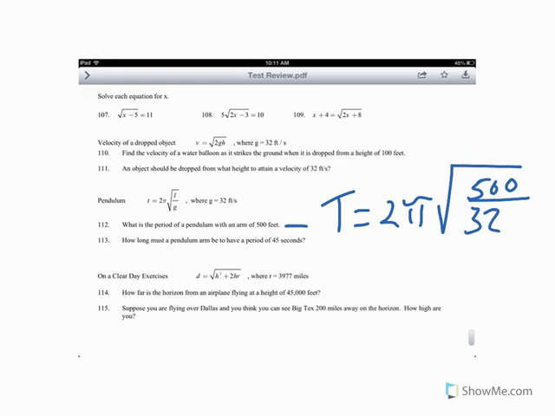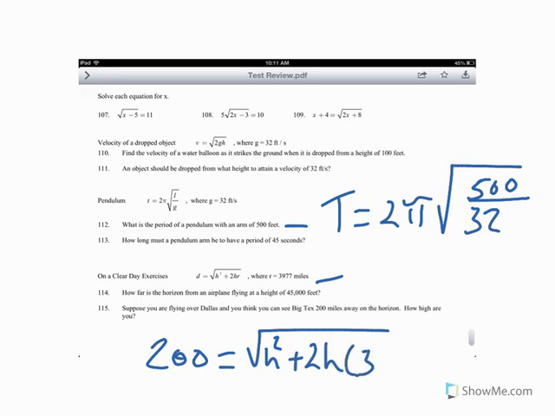114, 115. It gives me R. It gives me H. Plug it in for 114. The other one is my distance. It gives me D. It wants to know how high I'm flying. So it's going to be 200 is equal to the square root of H squared plus 2H, and then R is 3977. And you just square both sides, and you're going to have to factor this one. But, guys, it's not that difficult. Trust me, you can do it.